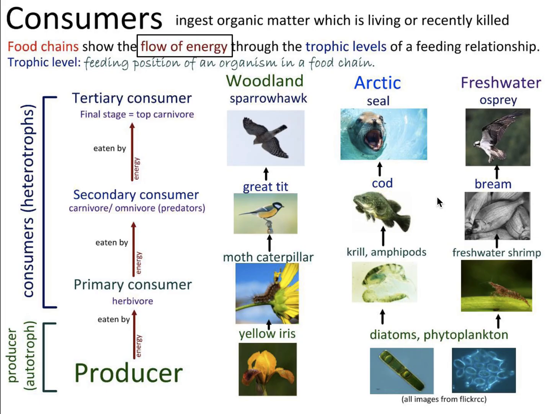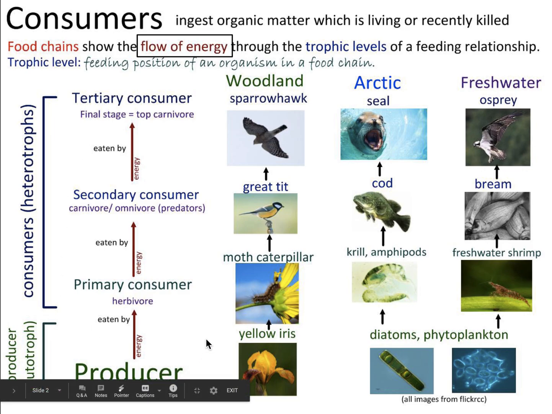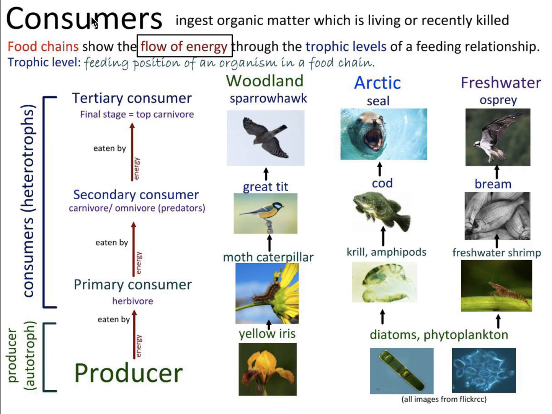All right, so before we get into it, I have a few slides just to review stuff from 4.1 because we haven't talked about it in a little while. So looking at our vocabulary here, producers, remember, or autotrophs are known as usually the bottom of a food chain. And then you have up here the word consumers, which remember are going to be anything that ingests organic matter, which is living or recently killed.